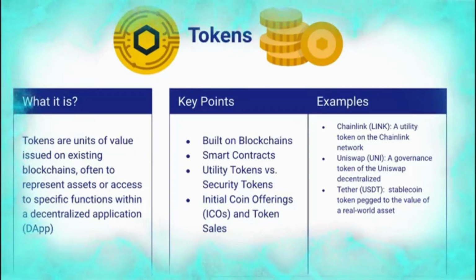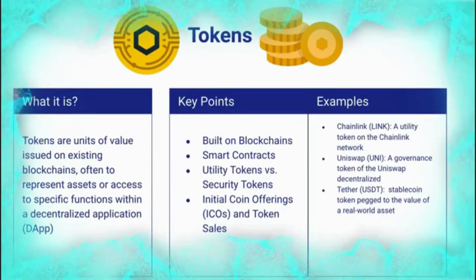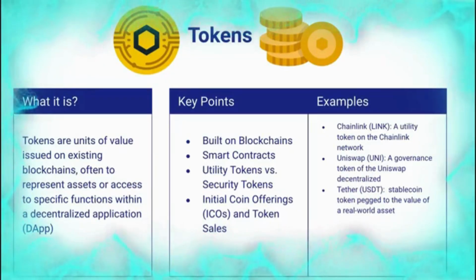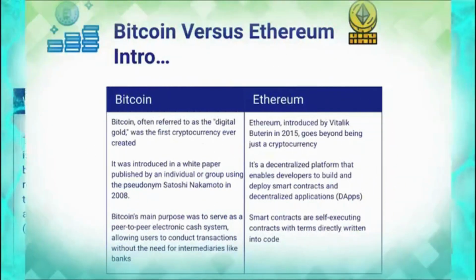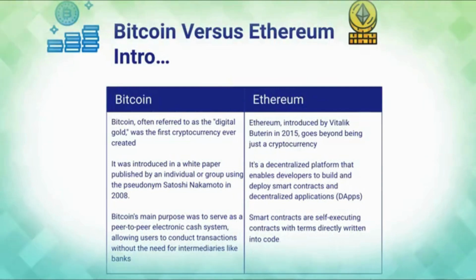volatile cryptocurrency market. Let's move on to the introduction of Bitcoin and Ethereum, the two most well-known cryptocurrencies. Bitcoin. Introduction. Bitcoin, often referred to as digital gold, was the first cryptocurrency ever created. As mentioned before, it was introduced in a white paper published by an individual or group using the pseudonym Satoshi Nakamoto in 2008. Bitcoin's main purpose was to serve as a peer-to-peer electronic cash system, allowing users to conduct transactions without the need for intermediaries like banks.